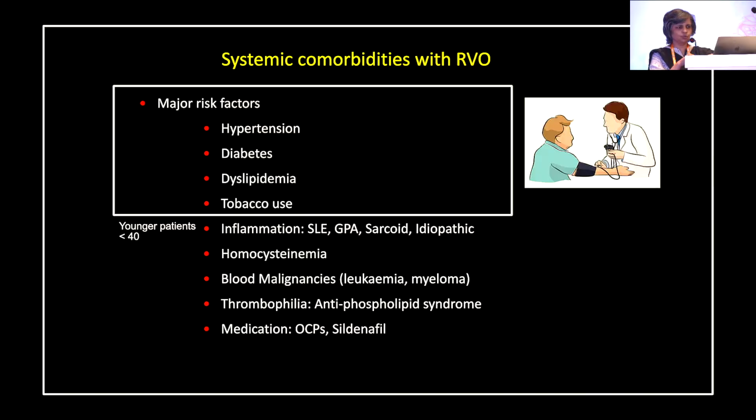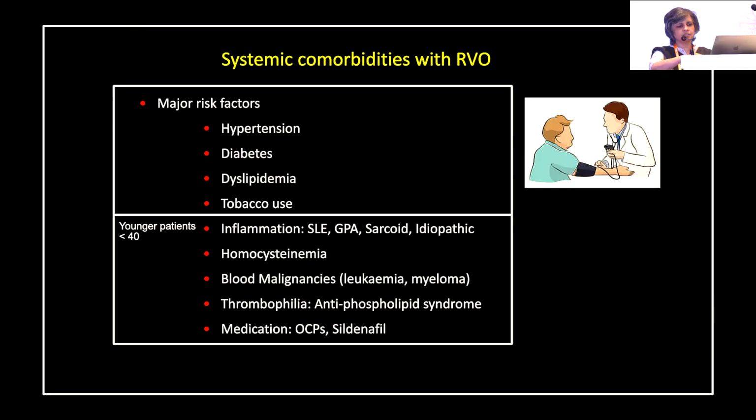So when we see a patient with vein occlusion, the first thing is to start looking for systemic comorbidities. That is the most important thing: hypertension, diabetes, dyslipidemia, and tobacco use. In younger patients, it's usually inflammation, homocystinemia, blood dyscrasias, thrombophilia like antiphospholipid antibody syndrome, and very important, which we do not ask, is medication: oral contraceptive pills or sildenafil.